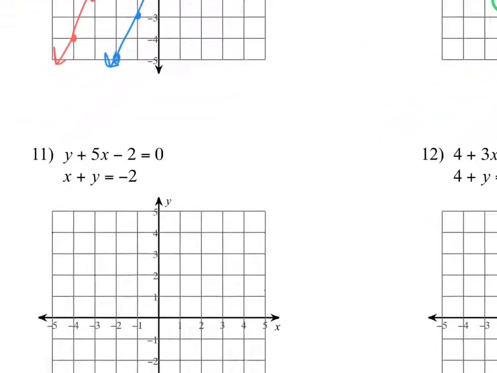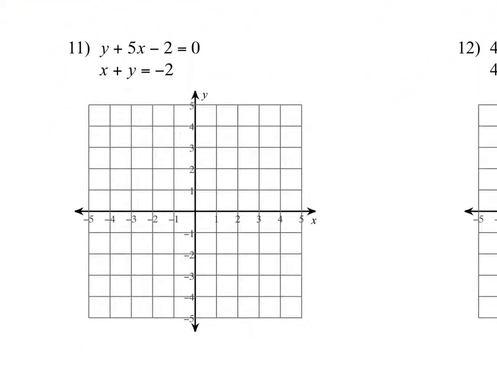All right, let's look at question 11. So the first equation here in question 11 is not really set up very well. This is not in standard form. I can try to move the 2 over, but that won't fix it. So I'm just going to change this to slope-intercept. So that's going to become y equals, when I move the 5x over, it's going to become -5x. When I move the -2 over, it's going to become +2. So I'm going to start at 2, go down 5, and to the right 1. Connect these.